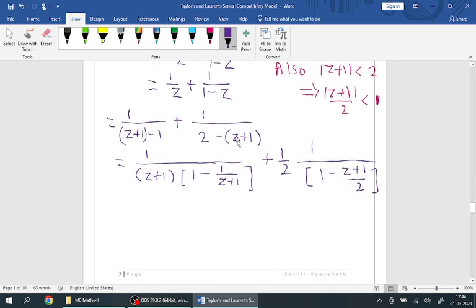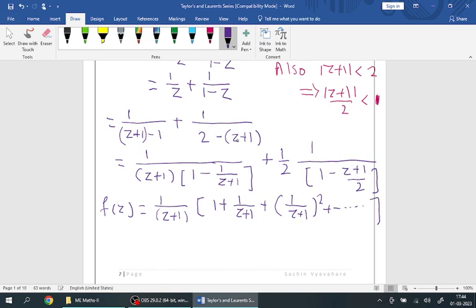And now the second last step, we'll expand this in the power of z plus 1. So f(z) will be 1 upon z plus 1 here as it is, and here the series 1 plus r, now 1 upon z plus 1, 1 upon z plus 1, is it? Similarly plus 1 by 2, 1 plus (z plus 1) upon 2, (z plus 1) upon 2 bracket square, and that's one. So keep as it is. I think there is no simplification.